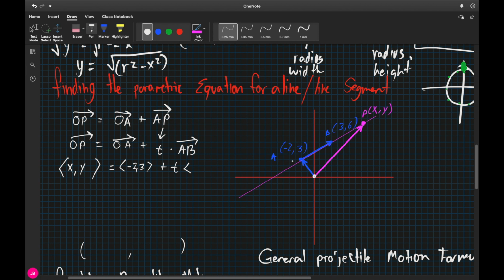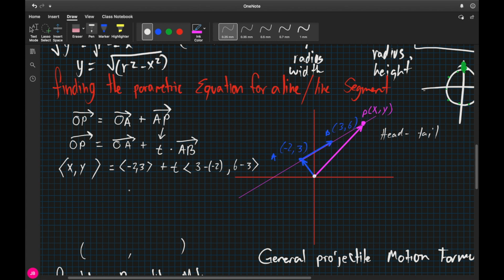This vector right here, AB, is not a vector in standard form. So we have to make it into standard form by using our head minus tail rule. If this is the head, we're going to subtract the tail. So we're going to take 3 minus -2, comma 6 minus 3.